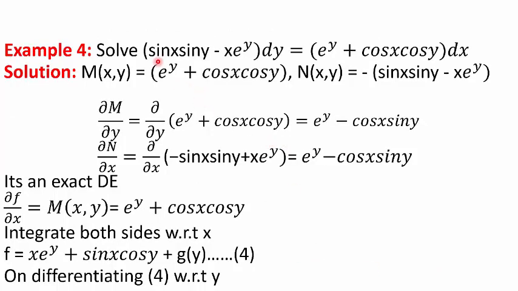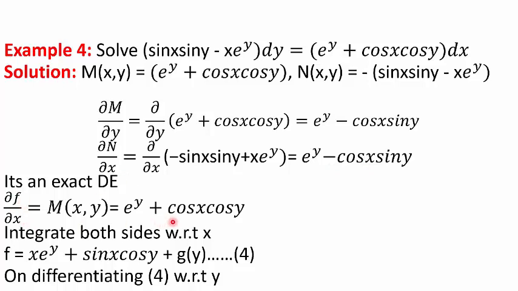In example 4, our differential equation is (sin x sin y − x e^y) dy is equal to (e^y + cos x cos y) dx. Now we will take this term on the right hand side. So, M becomes e^y + cos x cos y, and N will be −sin x sin y − x e^y. The partial derivative ∂M/∂y is e^y − cos x sin y, and ∂N/∂x is also the same. So, it's an exact differential equation.